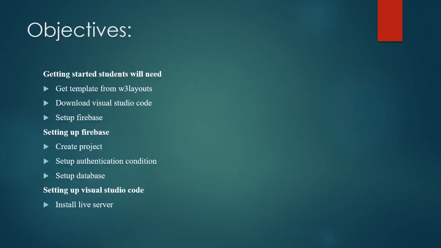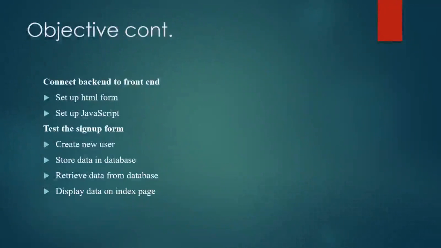We're going to download Visual Studio Code and set up Firebase. While setting up Firebase, we're going to create a project and set up authentication. Then we're going to set up Visual Studio Code, connect the backend to the front end, and test the sign up form. So let's get into it.